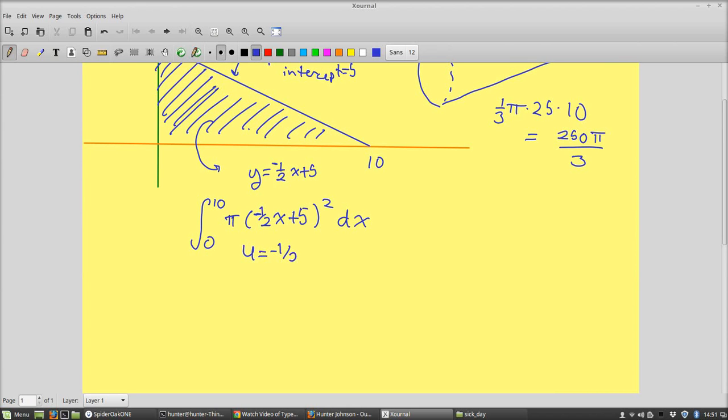We have u equals minus 1/2 x plus 5. du is equal to minus 1/2 dx, so minus 2 du equals dx. And this becomes minus 2 pi. And let's see what happens to the limits. When I plug in 0, I get 5. And when I plug in 10, I get 0.